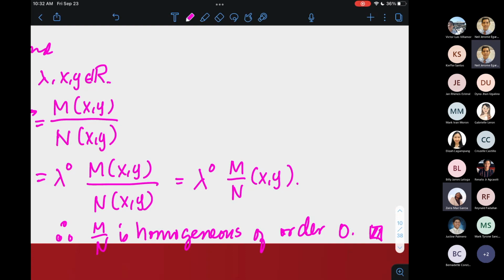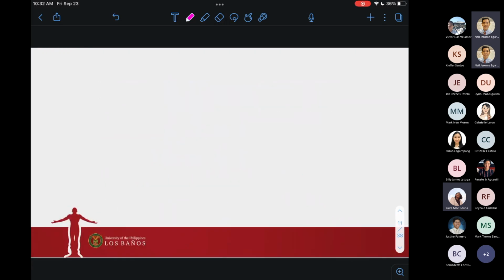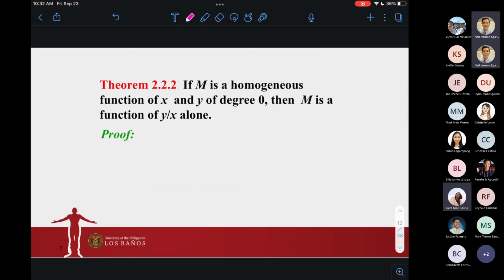Okay? So if this is fine, let's proceed to another theorem na medyo introduction doon sa solution method natin for equations with homogeneous components. So theorem 2.2.2 is telling us na kapag ka meron kang homogeneous function of degree 0, so si m pwede mong isulat as a function of y over x alone. Okay?